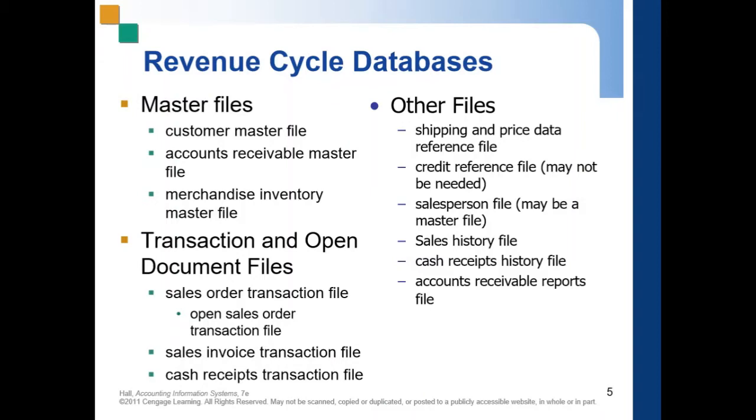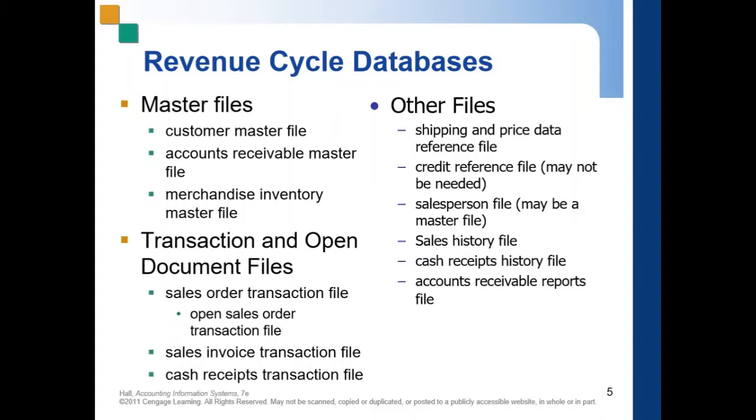Now we also have the following transaction and open document files. We have the sales order transaction file, which is an open sales order transaction file. It is the file that starts the revenue cycle, in the first stage, sales order. We also have the sales invoice transaction file, which informs the customer about the bill that they are to pay. Next is the cash receipts transaction file, which is made during the collection.